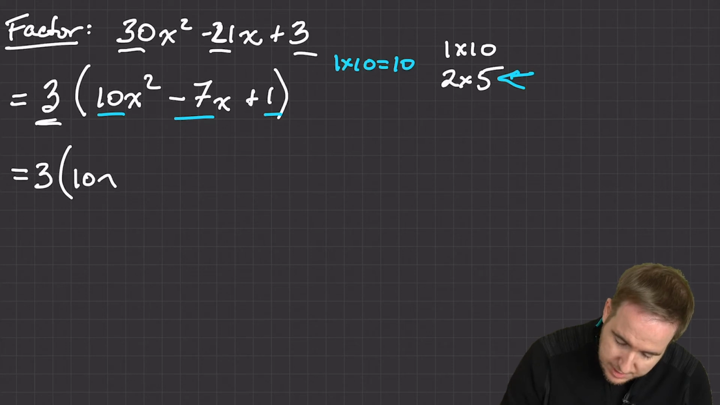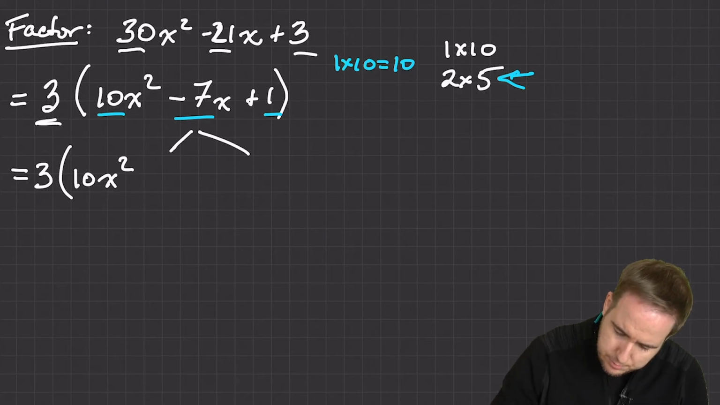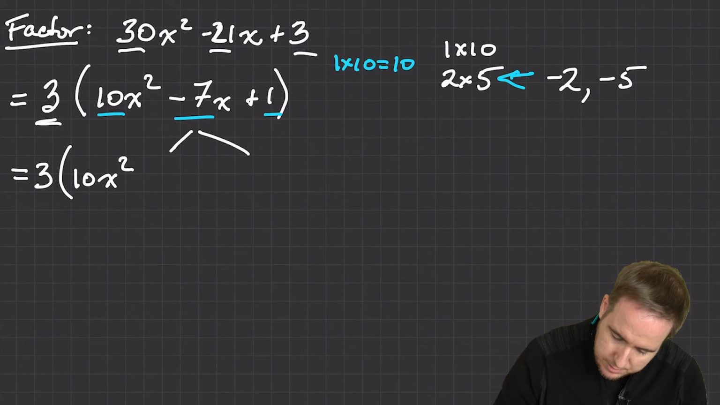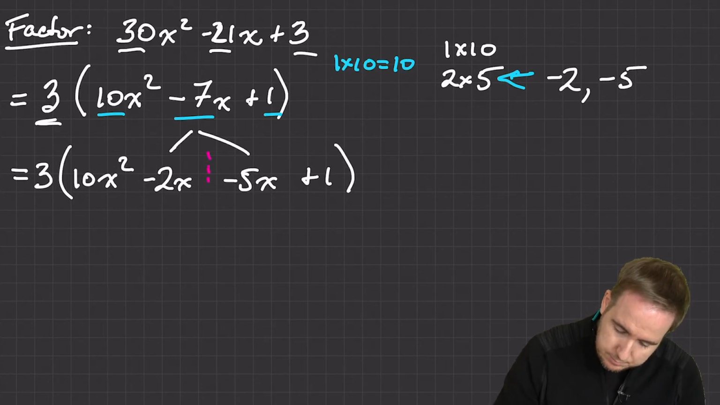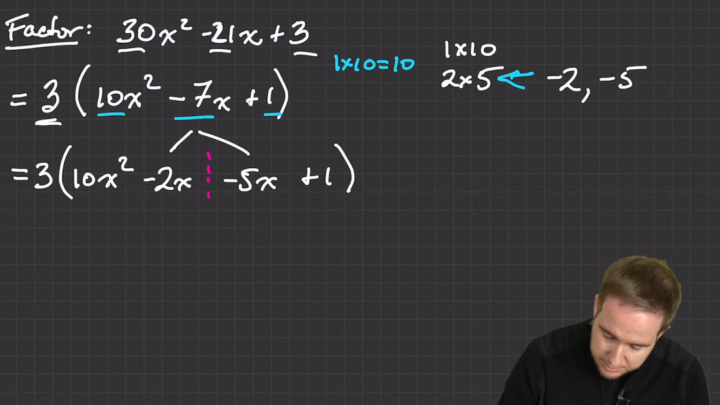First term stays the same. Second term splits. How do I put 2 and 5 together to make minus 7? That's minus 2 and minus 5. So minus 2x minus 5x plus 1. And imagine a line down the middle, or draw a line down the middle if it makes it easier for you. This part doesn't do anything.